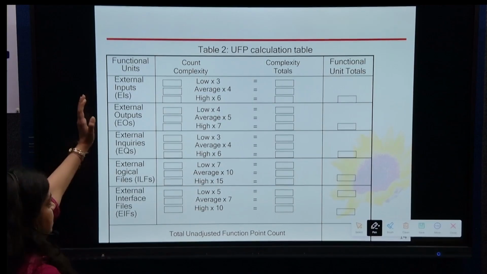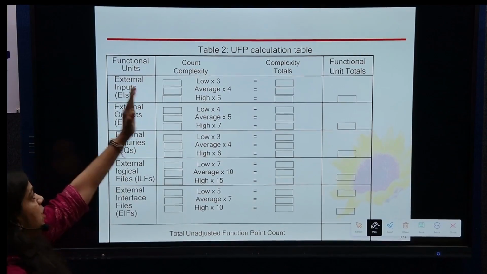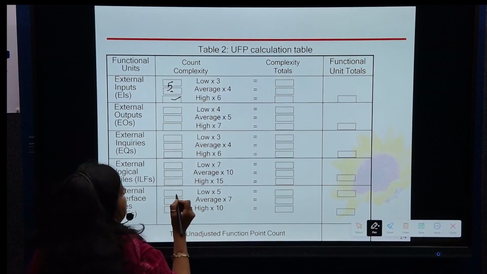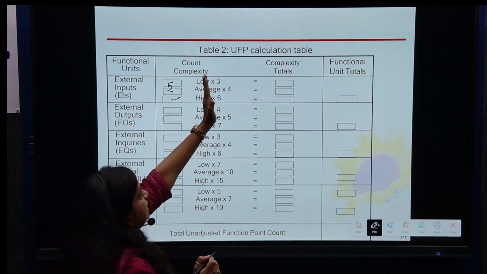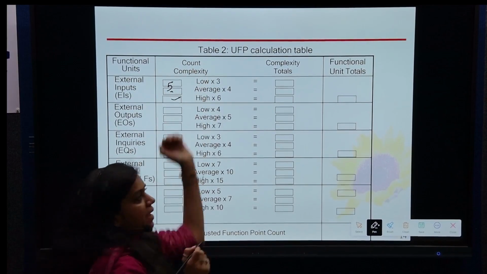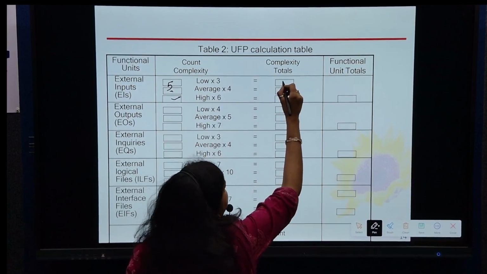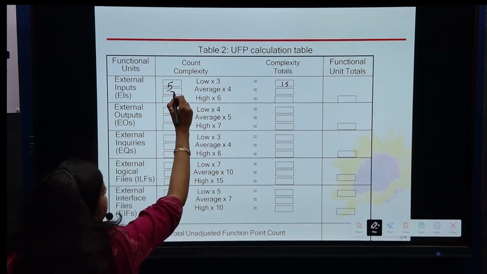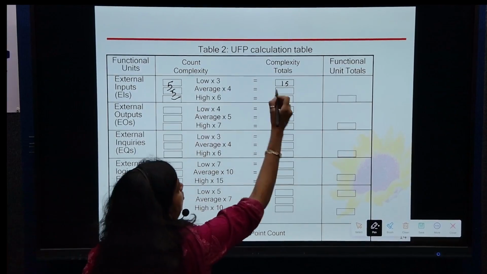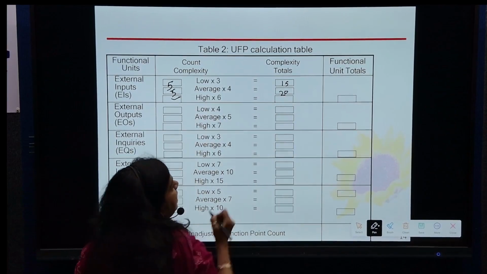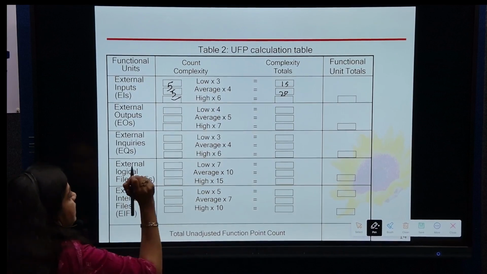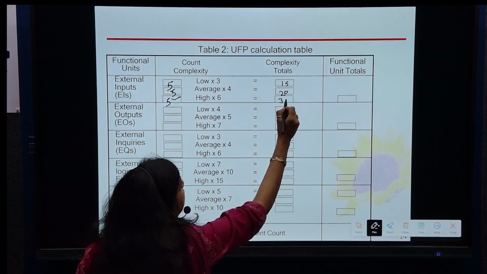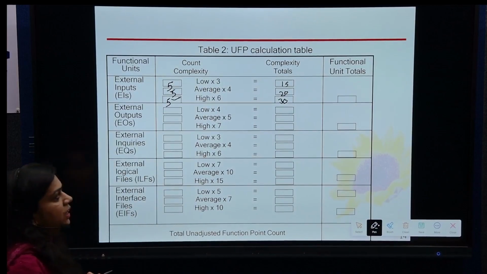For example, if the total count of input is 5, then in case of low complexity, 5 will be multiplied by 3. Then we will get 15. If it's average, then 5 will be multiplied by 4. Then the total count will be 20. If it is high, then 5 will be multiplied by 6. Then the complexity total will be 30.